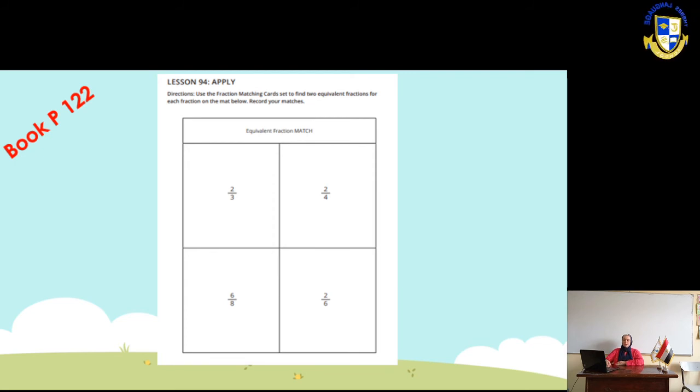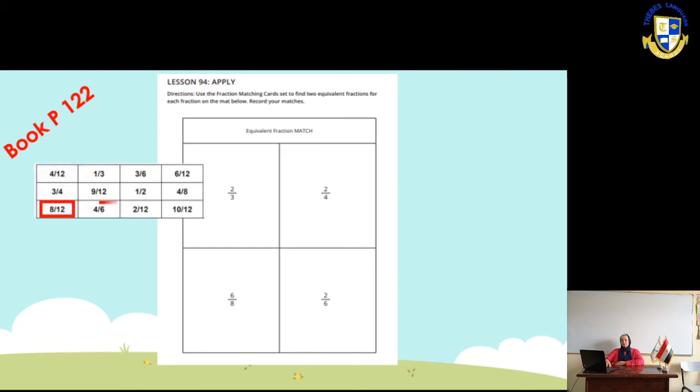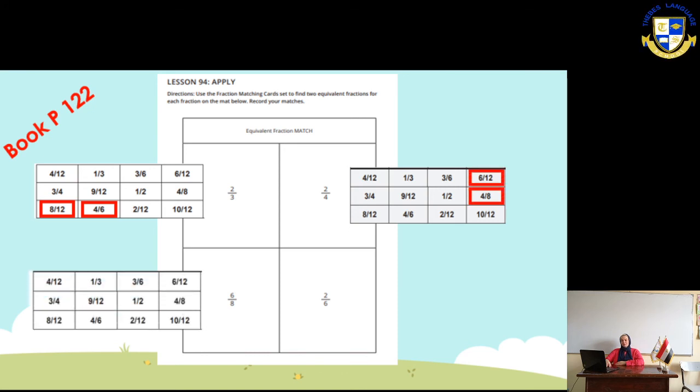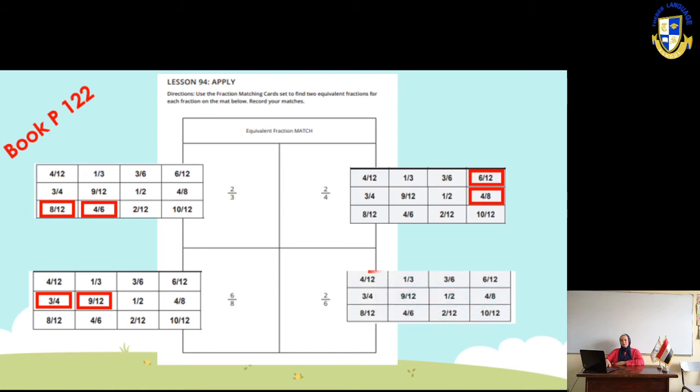So in the first one we have 2/3. What is equivalent to 2/3? It will be 8/12 and 4/6. Okay. In the next one, 2/4 is equivalent to 6/12 and 4/8. The third one, 6/8 is equivalent to 3/4 and 9/12. And the next one, 2/6 is equivalent to 4/12 and 1/3. Okay.